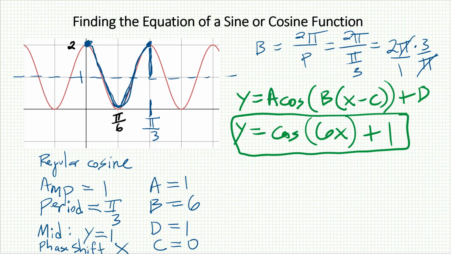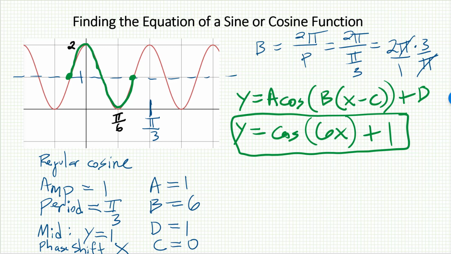Now, let's say the directions had been a little different. Let's say I was being forced to use the sine function in order to come up with the equation of this graph. In that case, I would have to identify my sine function. In other words, I would look for the simplest hill and valley I could find, the one closest to the y-axis. Most of the information we've written down here would be the same. The amplitude is still 1, the period is still pi over 3, which means the B is 6, the midline is still at y equals 1.